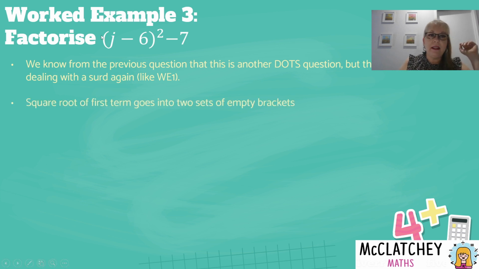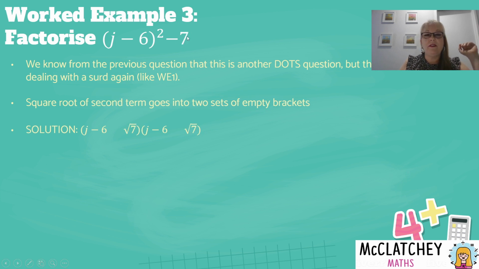So once again, that square root of that first term is going to go into 2 sets of empty brackets. Square root of that is simply j take away 6. Square root of this one is a surd. It's going to be root 7. And then we're going to have a plus here and a minus here to fully factorize that.